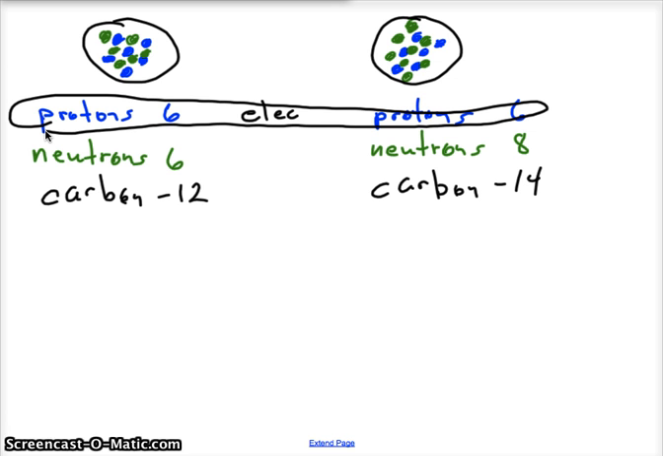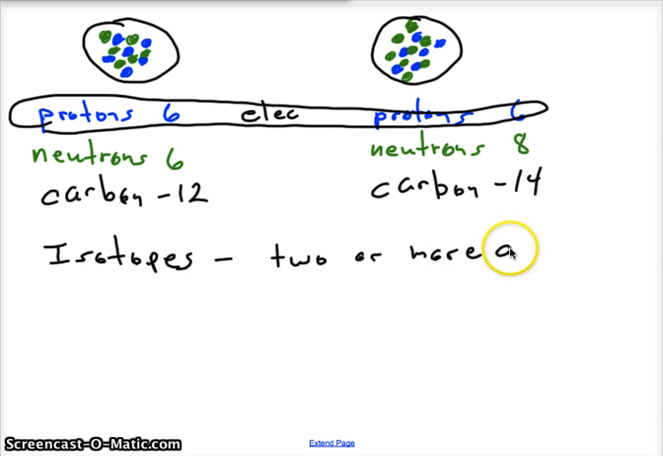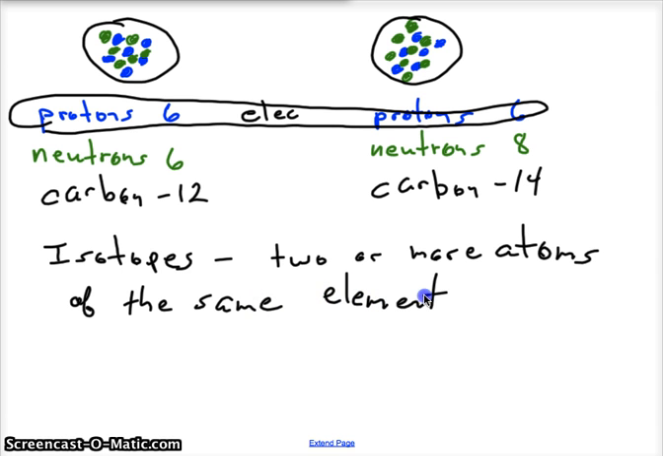One thing about these two elements, or these two isotopes, these are called isotopes, is that the carbon 14 is radioactive, the carbon 12 is not. And so that is one way in which these are different. These are called isotopes. An isotope, or isotopes, are 2 or more atoms of the same element that have different numbers of neutrons.